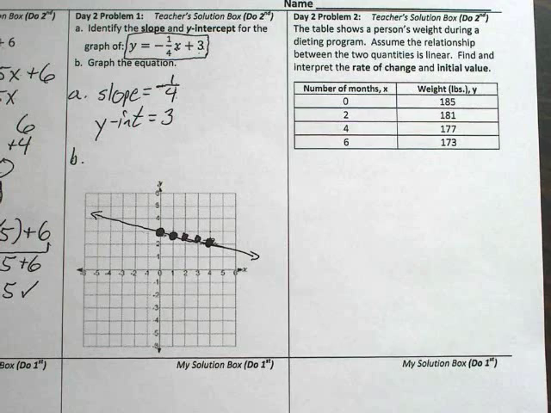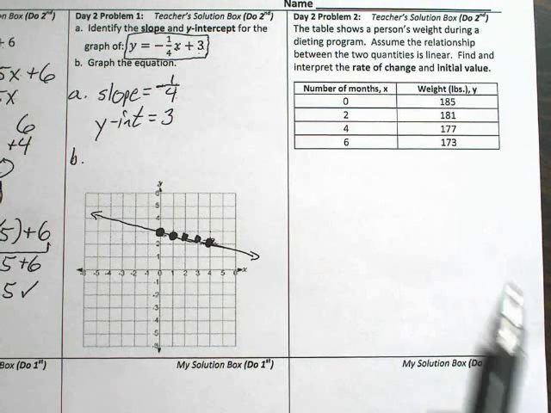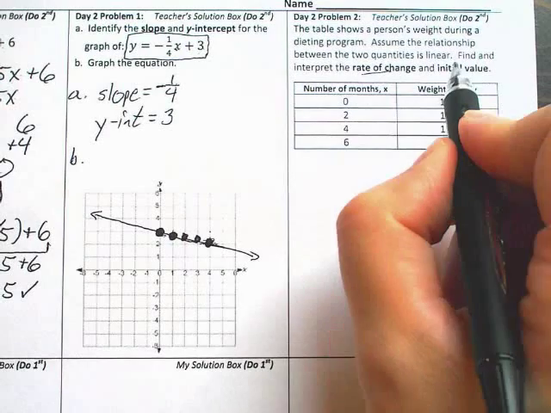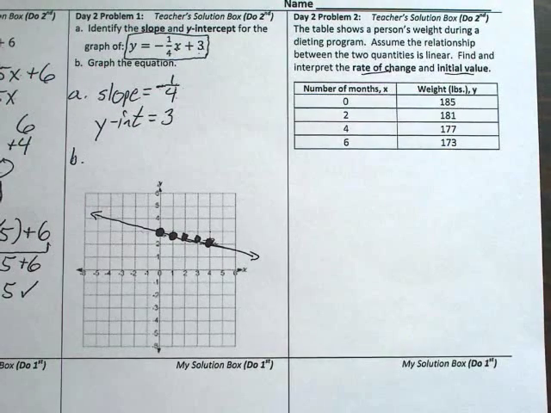Now day 2, problem 2. The table shows a person's weight during a dieting program. Assume the relationship between the quantities is linear. Find and interpret the rate of change and initial value.